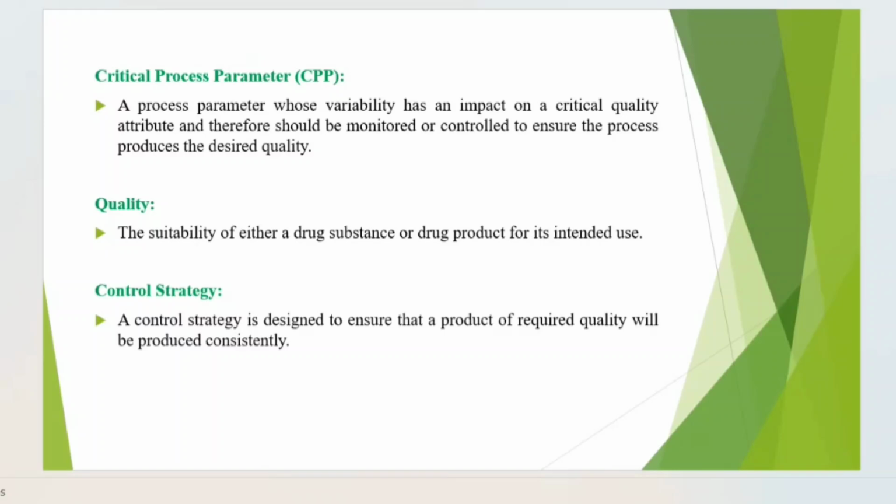Loss on drying is a critical process parameter for the products which tend to degrade because of the presence of higher amount of water. This is possible. So these are the critical process parameters. Meaning it is necessary to control these process parameters because they impact the quality of the drug product.